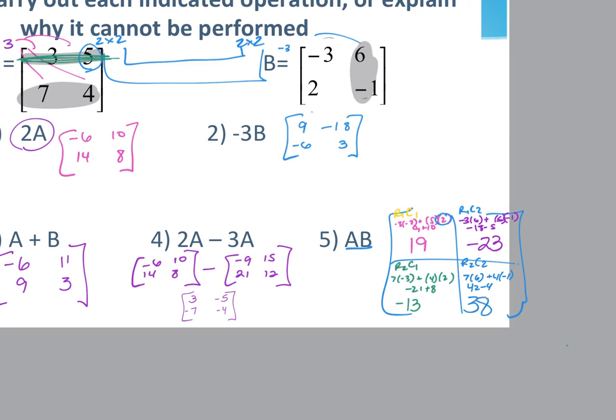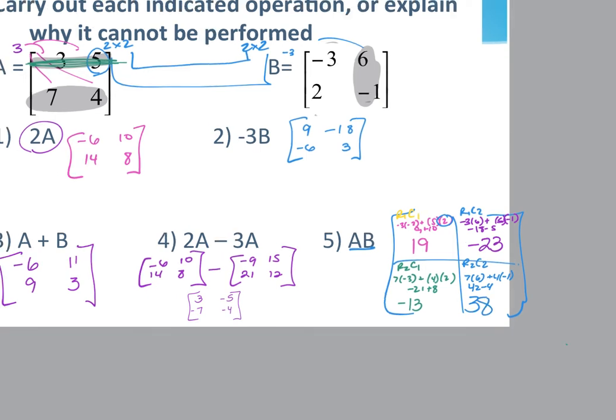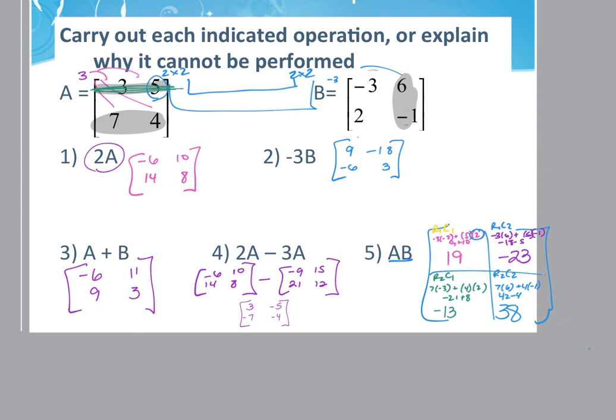If for number 3, A was different than B, then we would just put not possible. And then for 5, if they were different, like the insides didn't match, that would also be not possible. So the rule where you have to check the dimensions only is for addition and subtraction. Addition and subtraction have to be the same. Multiplication, the middle two have to match.